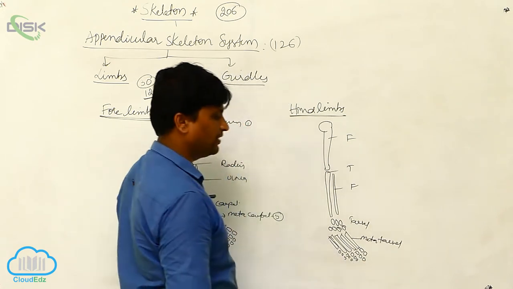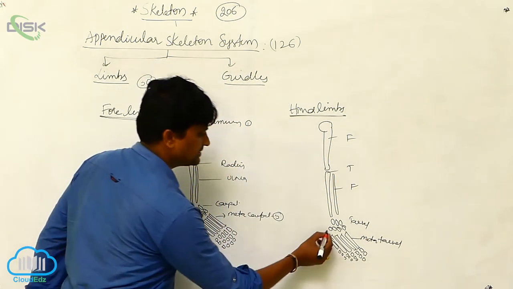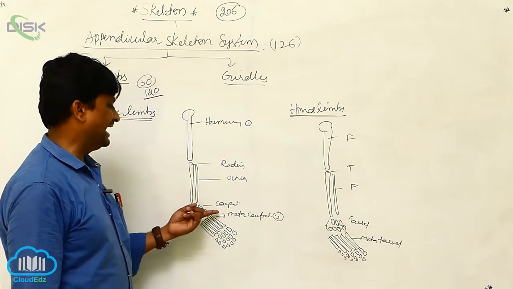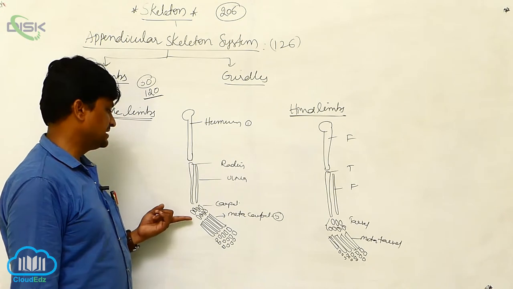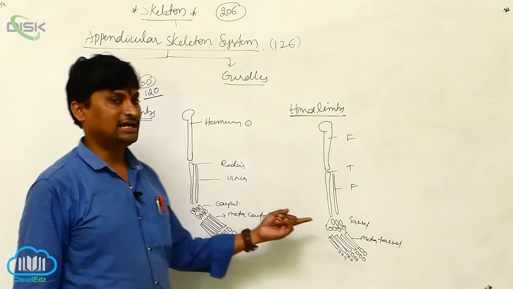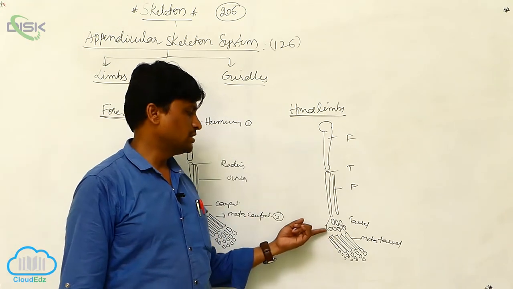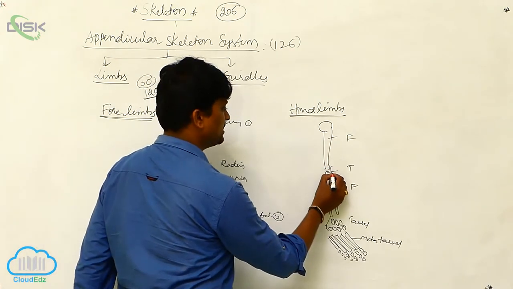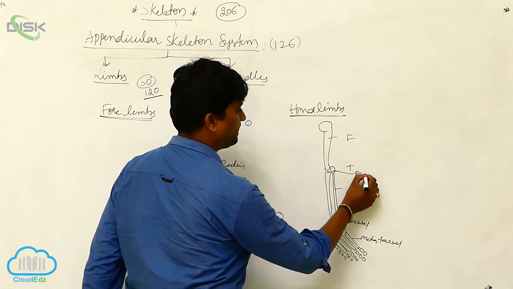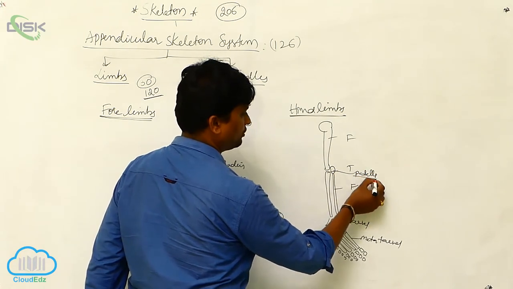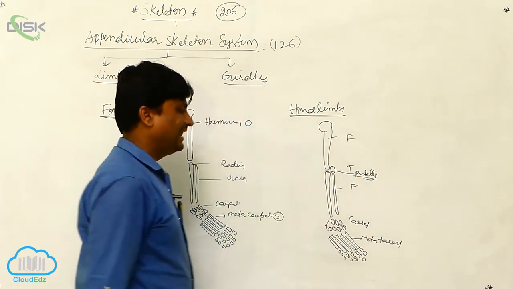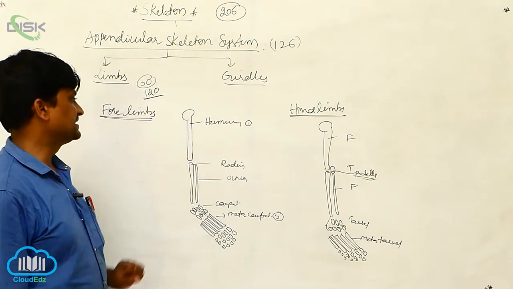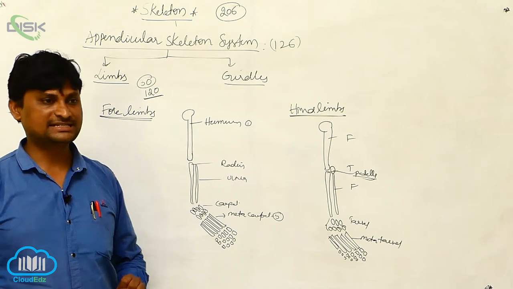This is the formation of the phalanges. These we call tarsals, the ankle bones, but carpals we can call wrist bones. There are 8 wrist bones. Tarsals, there will be 7. One more bone we can mention here is the patella. The patella consists of a bone formed like this. Together, the limbs consist of 30 bones.